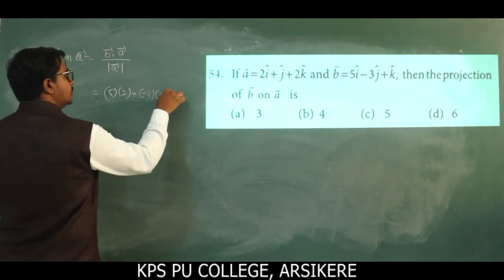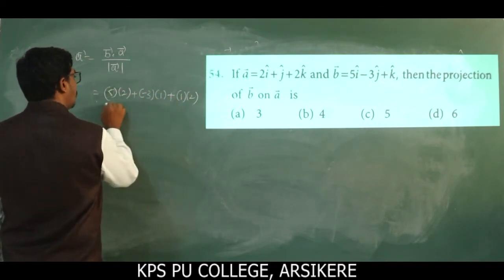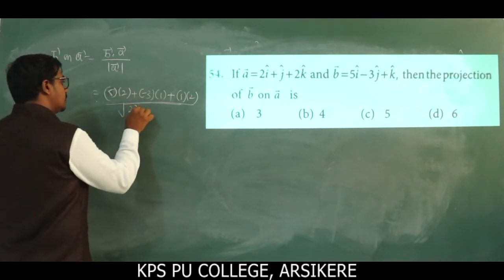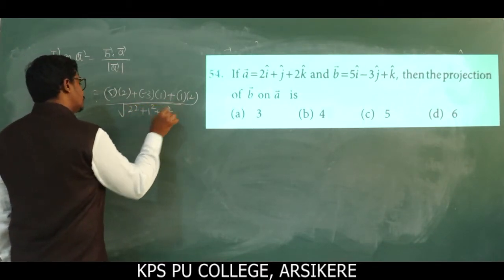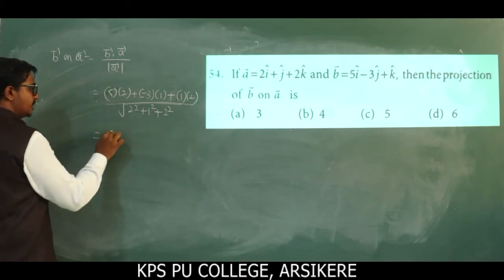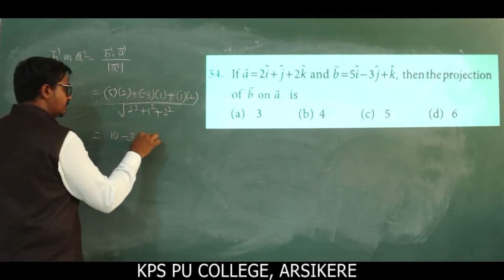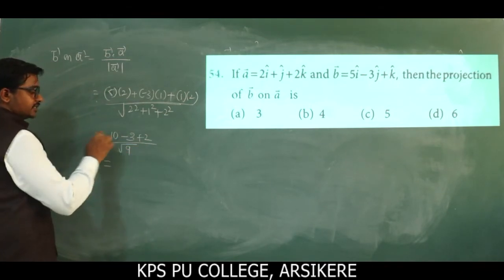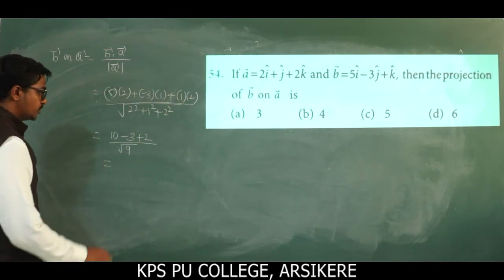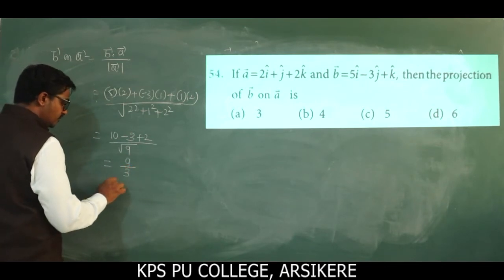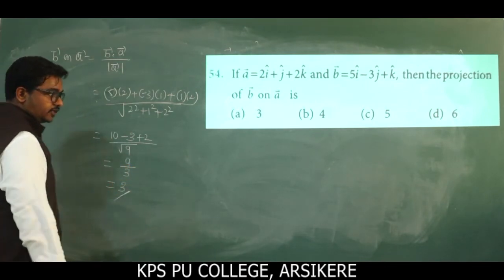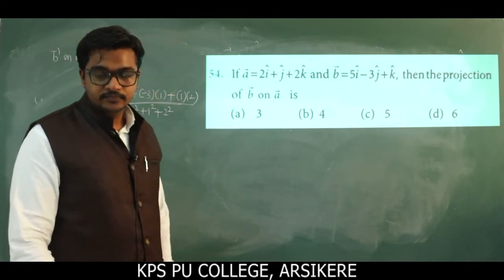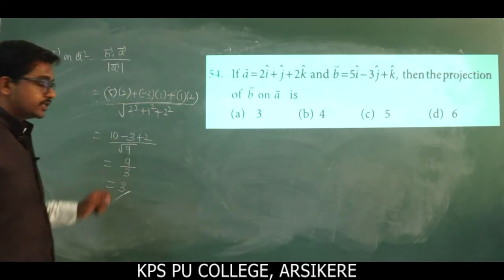1 plus 1 into 2, whole divided by magnitude of vector A whole square. This is 2 square plus 1 square plus 2 square. This becomes 5 2s are 10, -3 plus 2, divided by square root of 9. 10 minus 3 is 7. 7 plus 2 is 9. 9 divided by 3. We will have to write here 3. This is our projection. Option A is the right answer. Take a pause and note down.